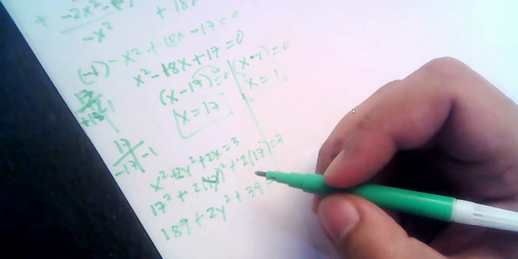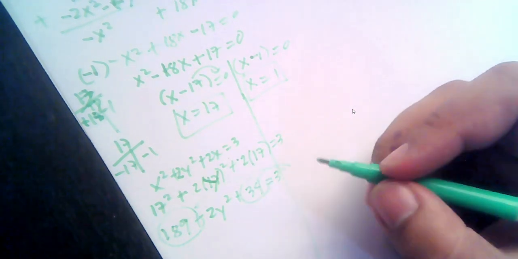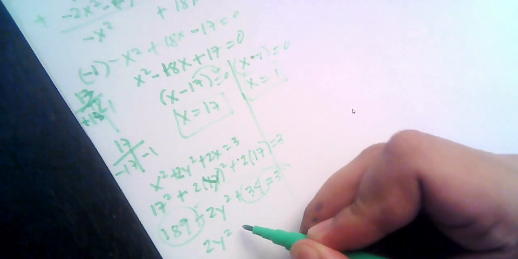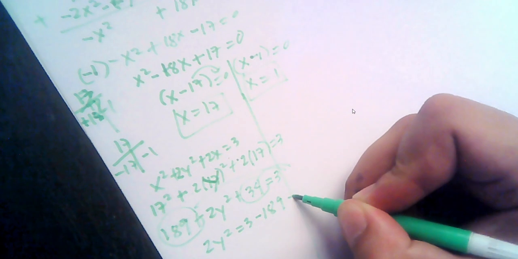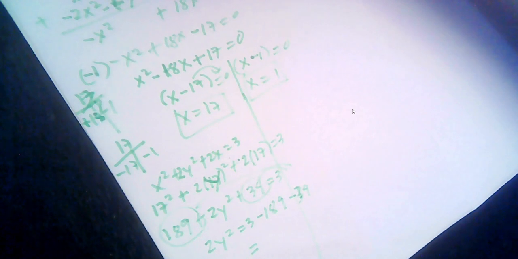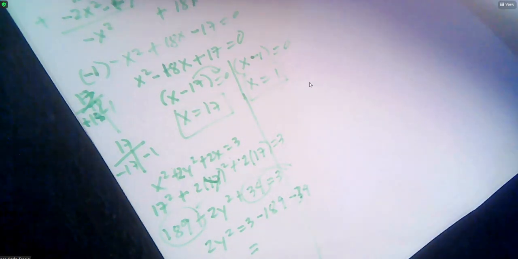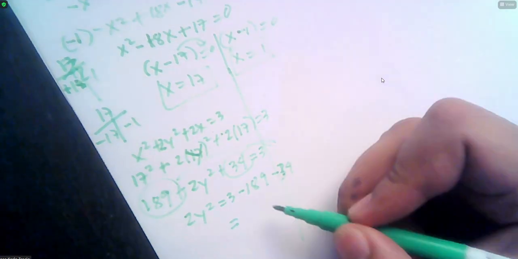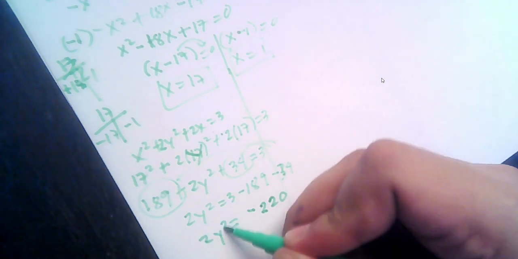And we simply transpose these to the other side. Yes, we can. That is 2y squared is equal to 3 minus 189 minus 34. That is now, how much is it? Let me use a calculator. So it is negative 220. That is 2y squared.